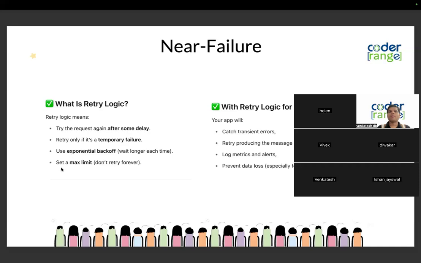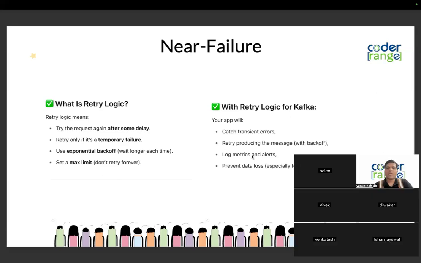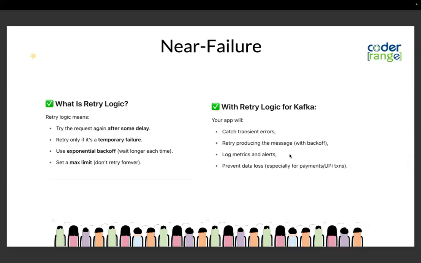Okay, and they set a maximum limit there, so they do it three times. Post that, they will say the bank server is not responding. That is actually the system design question they will ask you in these scenarios. Hope all of you are getting it. And even retry logic for Kafka, because you retry producing the message, and you should prevent data loss here, especially any transaction should be protected from that, right? So this is what they will ask in system design.